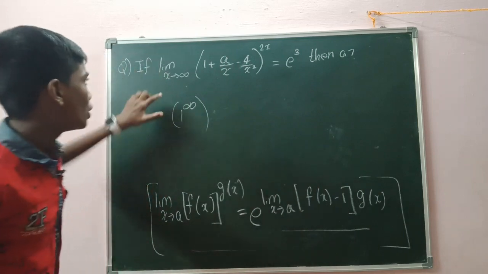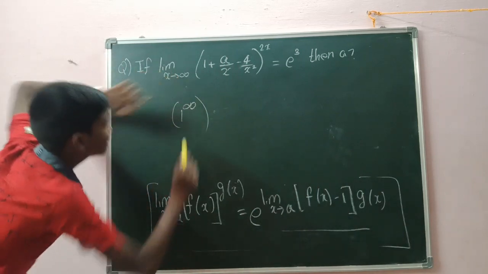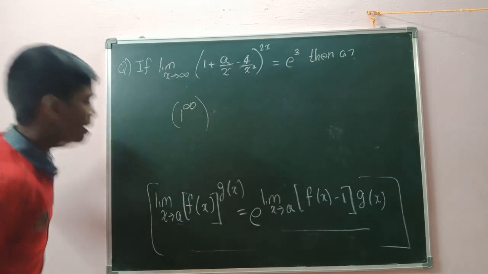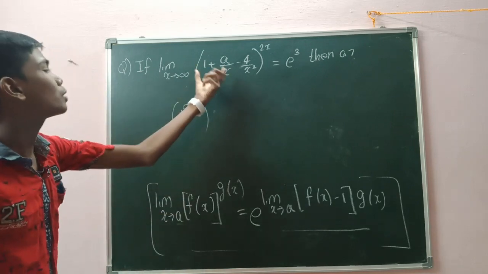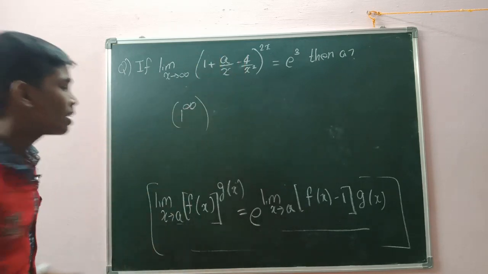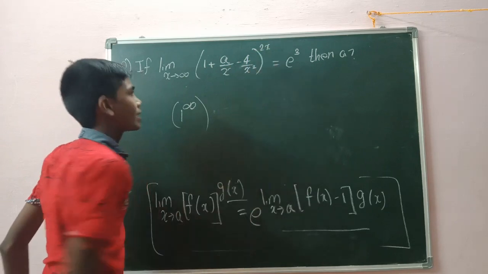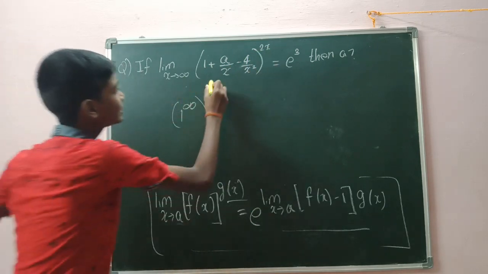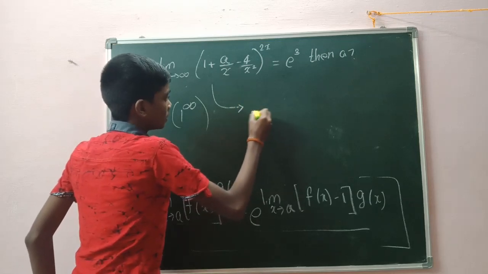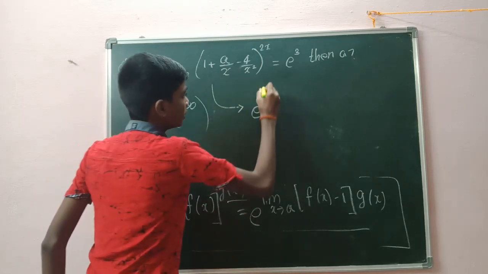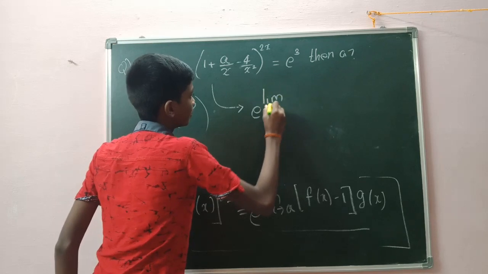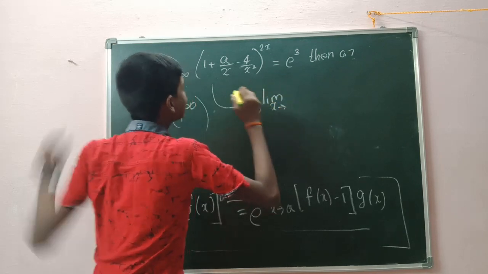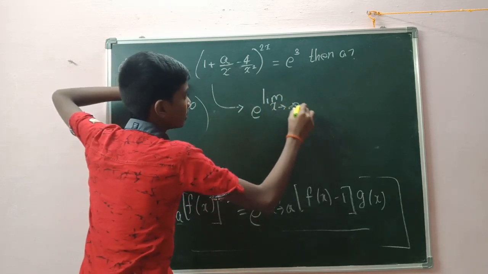So just use that formula here. Here your x tends to infinity, where your a is infinity, and now your f of x is your base, that's 1 plus a by x minus 4 by x square, and the g of x is the power, that's 2x. Now let's use the formula. So based on this, I can write the same limit as e power limit of x tends to a. What is a here? Infinity.